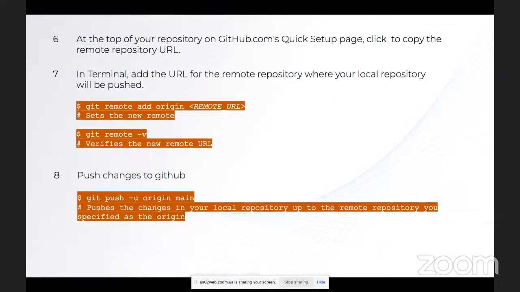Then you push it to the main branch. Okay, this is a remote branch. Once you are done adding to the remote, you push it to the main branch, and then your work is basically done. You're good.